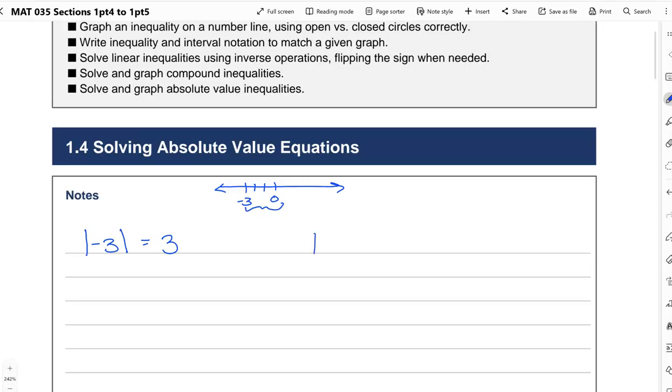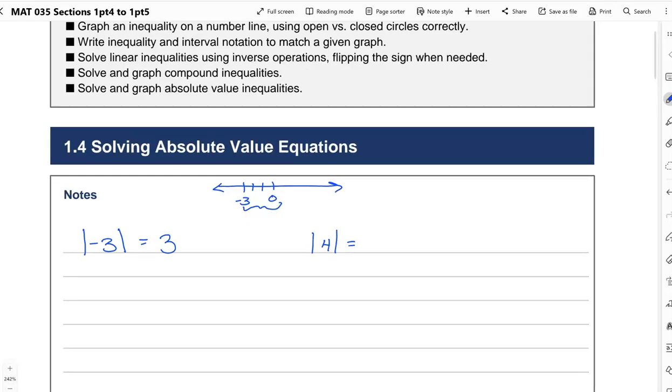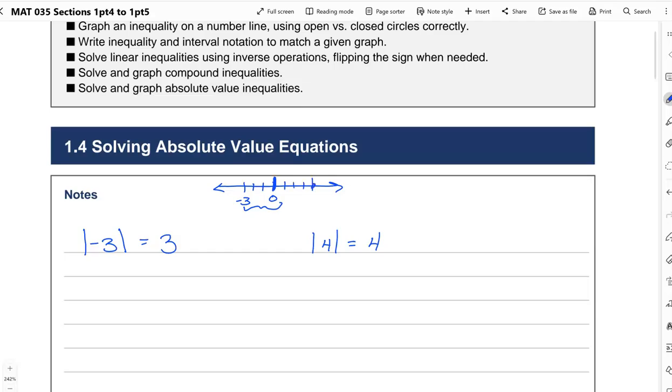Same thing if we're looking at a positive number like 4. If I want the absolute value of 4, I'm asking how far away from 0 is that number? And it's going to be 4. So it's 4 units away from 0. If I wanted to show that in my picture, here's the number 4, and you can see that that's 4 units away from 0.